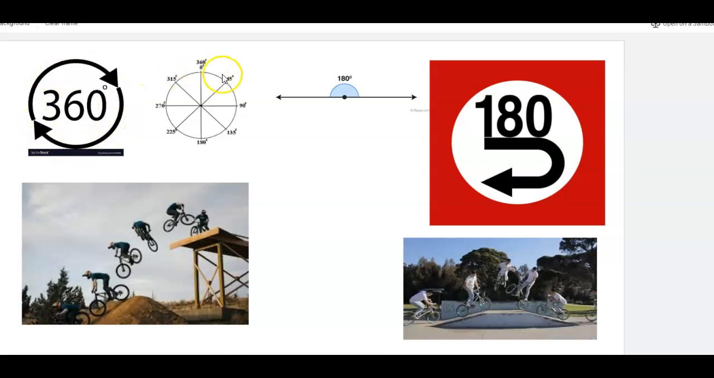A 360-degree angle or turn is basically a full turn, right? You start here and you turn all the way around, right? So you can see this biker, he's facing forward, he jumps off the jump, and then he's going to end up forward again, right? So he did a 360-degree turn all the way around.